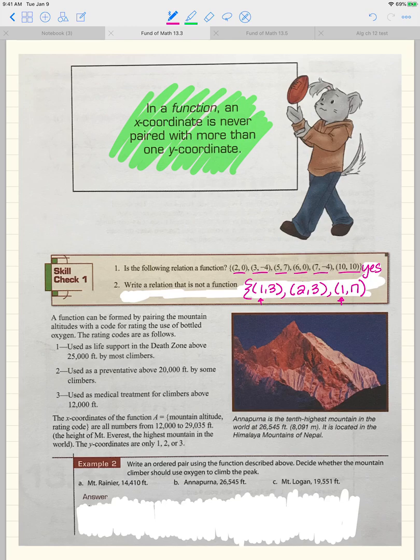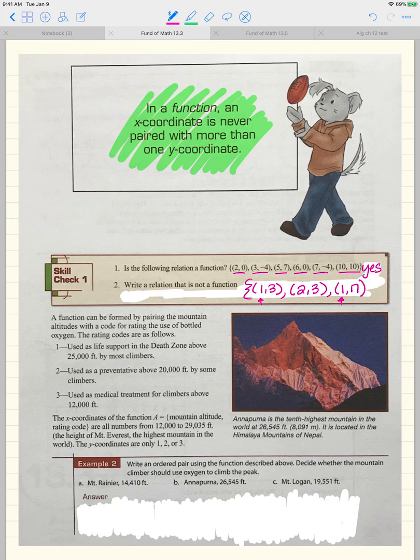Okay, a function can be formed by pairing the mountain altitudes with a code for rating the use of bottled oxygen. The rating codes are as follows. So if it's coded 1, that means oxygen is used as life support in the death zone, above 25,000 feet by most climbers. If it's coded 2, oxygen is used preventatively above 20,000 feet by some climbers. And code 3, oxygen is used as medical treatment for climbers above 12,000 feet.